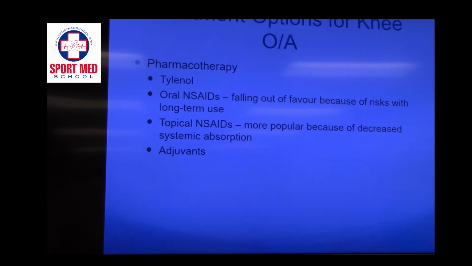But topical NSAIDs have become more popular because you still get that effect to the area with the more superficial joints, so things like hands, knees, feet, it works well for. And you have decreased systemic absorption, which is good. So those ones are being used more frequently. And then there's adjuvant medications, the gabapentinoids, the tricyclic antidepressants, things like that for more chronic pain pictures.